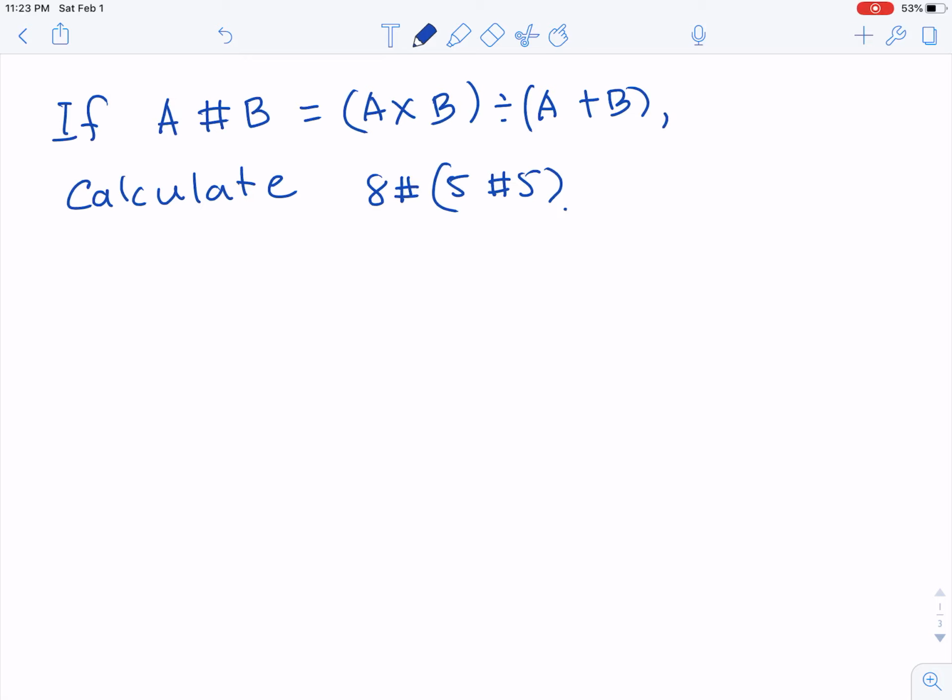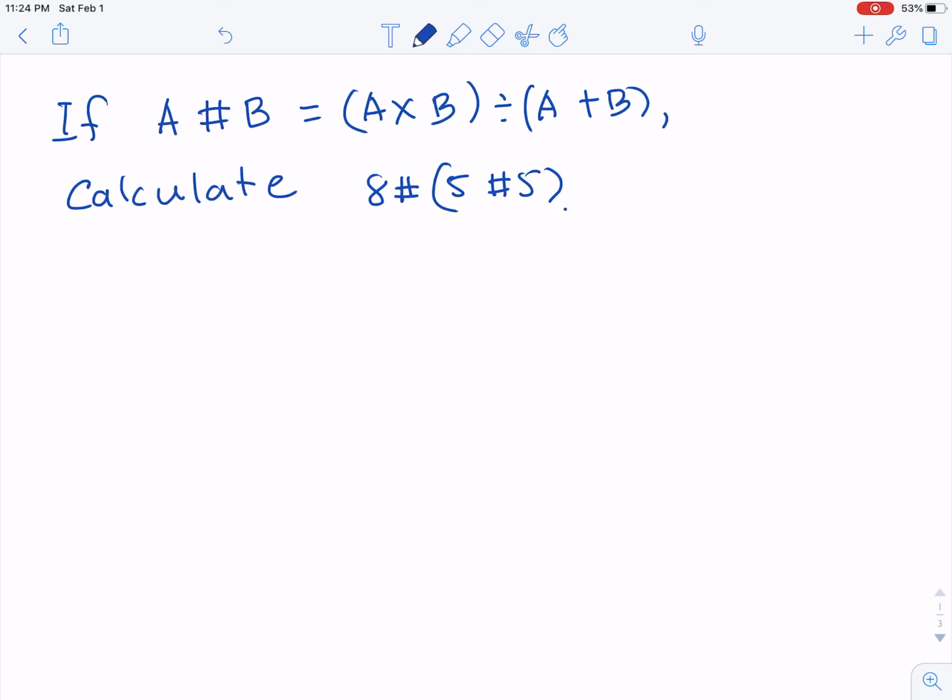So magsusolve na naman tayo ng isang math challenge problem, and this math challenge problem is for our grade 6 pupils, no? So siguro as early as grade 5 ay kaya na itong sagutin, no? So if A sharp B is equal to A times B divided by quantity A plus B, calculate 8 sharp quantity 5 sharp 5 close quantity.